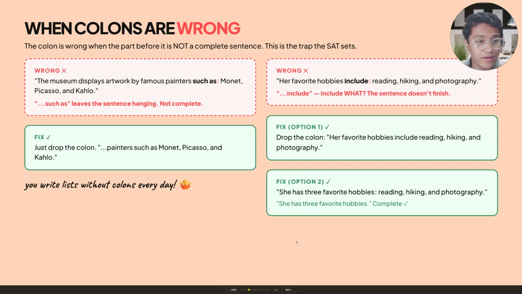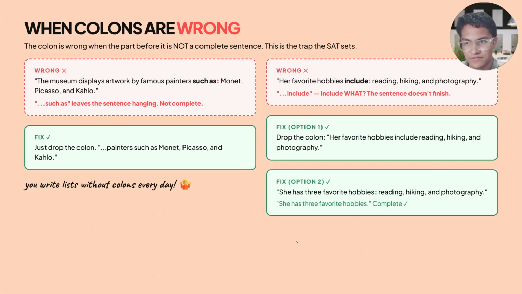Now, I've told you about when to use a colon, but what about when not to use a colon? The colon is wrong if the part before is not a complete sentence. And this is the trap the SAT loves to do. Let's look at an example.